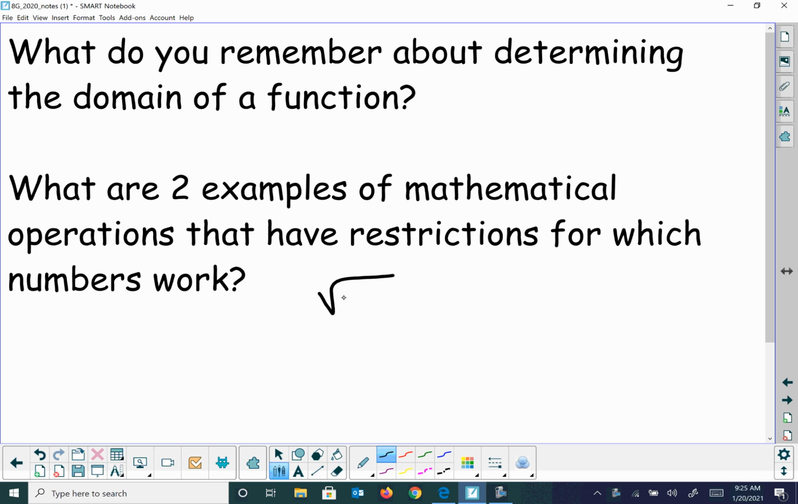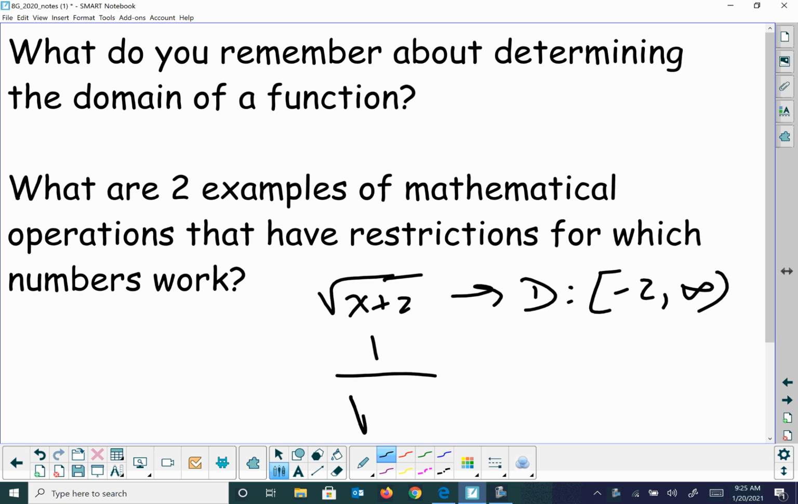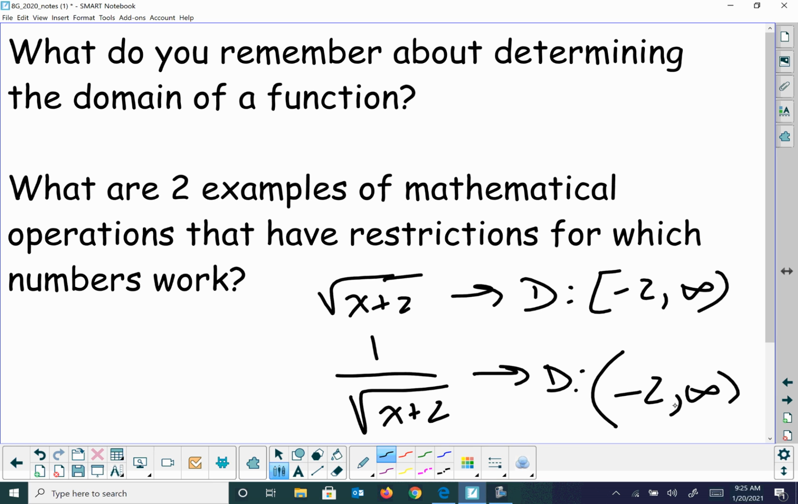So if you had something like the square root of x plus 2, the domain of that would go from -2 hard bracket to infinity. But if I had the same thing as a fraction, watch what my domain does. It becomes a round bracket at the -2. The reason that takes place is that though you can have the square root of 0, that would be in the denominator. So that's kind of a big no-no.